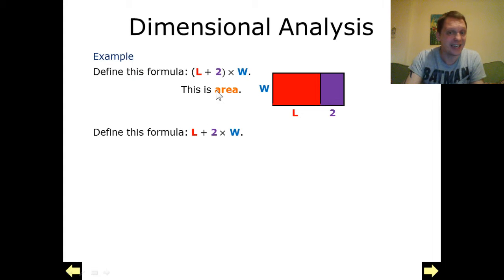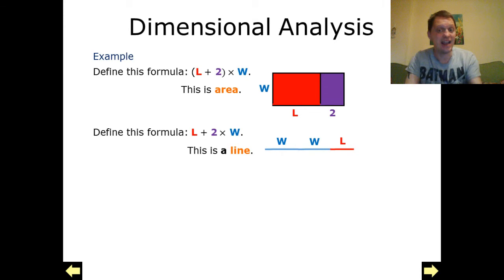Different sort of problem. I've got the same problem, but now I haven't got my brackets there. And this actually gives me 2 lots of W and an L, which is a length or a line. This is because I do my multiplication first. So I've got 2W plus L.